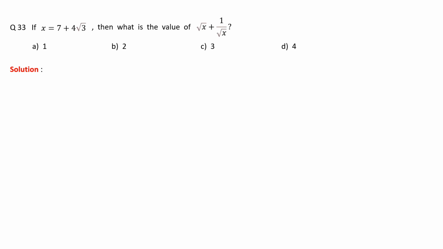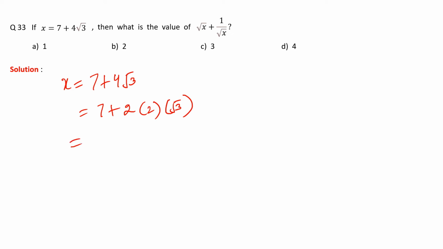Now students, this is a nice problem. It's a question based on the concept of surds. The question is, if x equals 7 plus 4 root 3, then what is the value of root x plus 1 upon root x? Now, basically we have to find the square root of x. Now x is given to us as 7 plus 4 root 3. So we rewrite 7 plus 4 root 3 as 7 plus 2 into 2 into root 3.